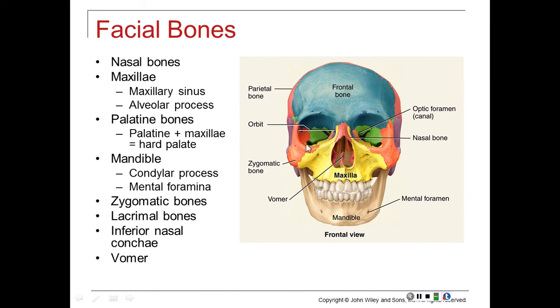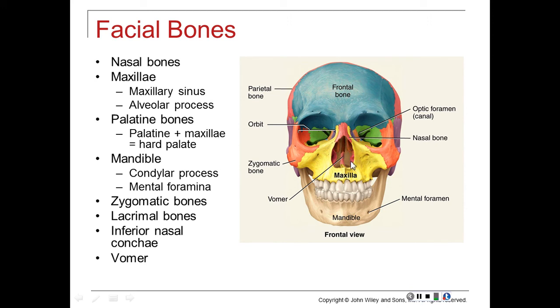The zygomatic bones form your cheekbones as well as part of your eye socket. Lacrimal bones are these little teeny tiny bones in the inside corners of your eye. From this view, you can see parts of the ethmoid bone. Where'd my mouse go? Here it is. This little orange piece here is ethmoid bone on the inside of the back of the eye socket. You can also see those concha that I mentioned before.